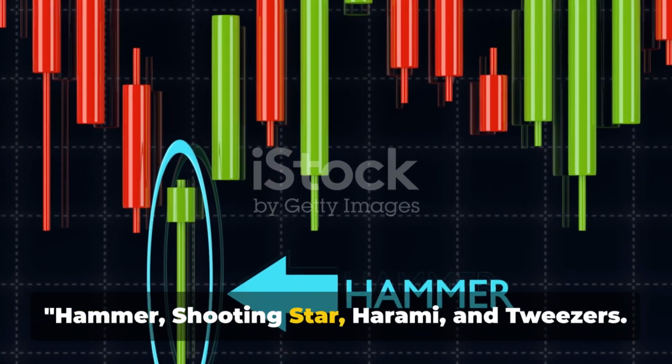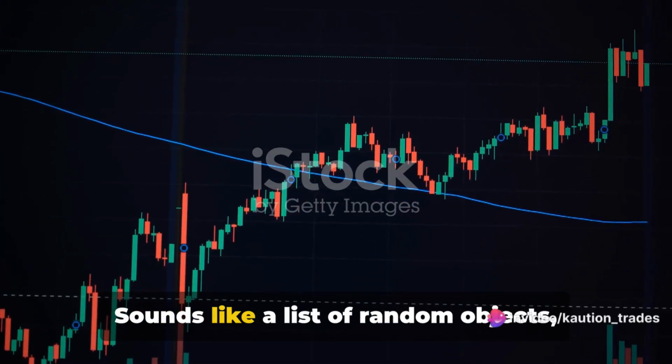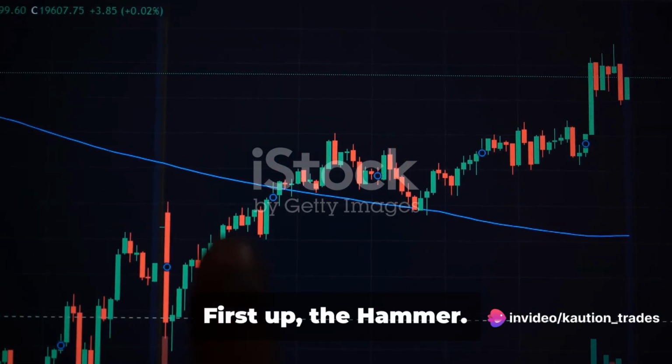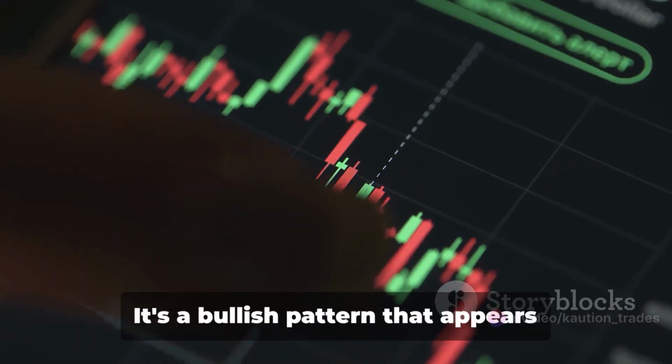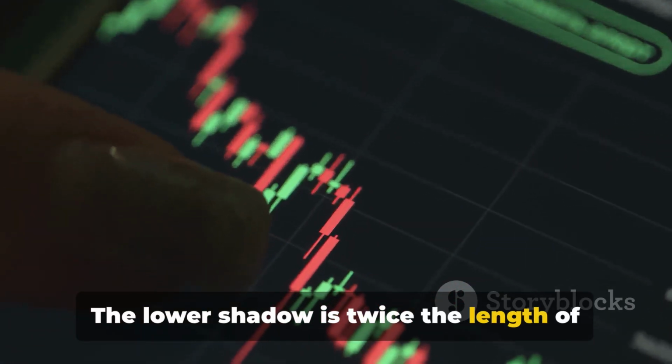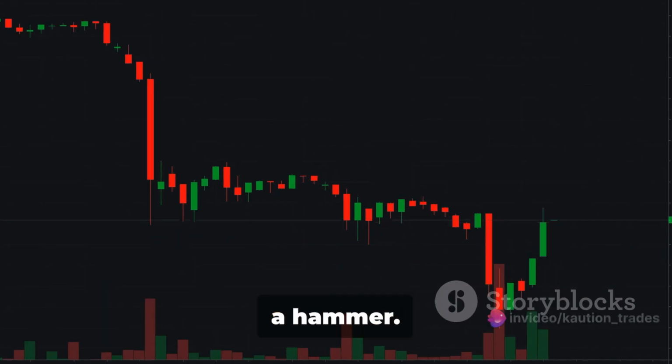Hammer, shooting star, harami, and tweezers. Sounds like a list of random objects, doesn't it? But in trading, they're key candlestick patterns. First up, the hammer. It's a bullish pattern that appears during a downtrend. The lower shadow is twice the length of the real body, giving it the appearance of a hammer.